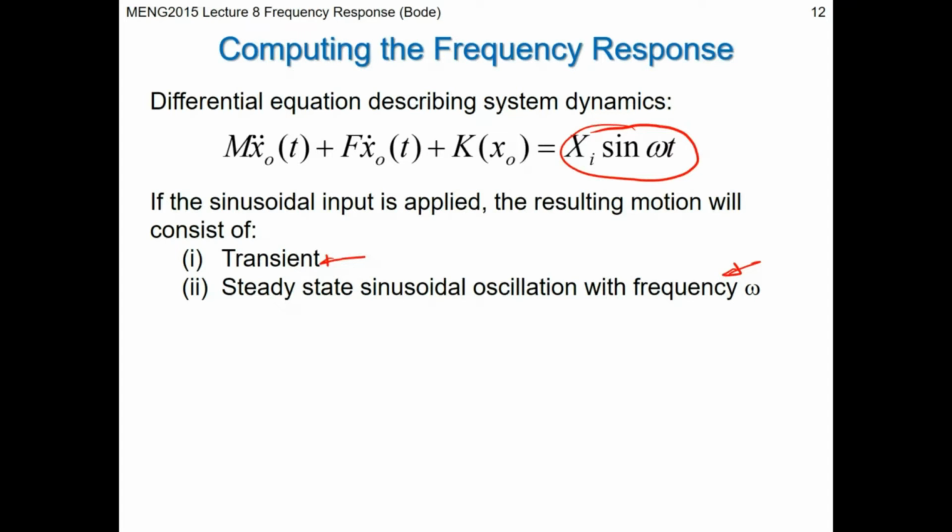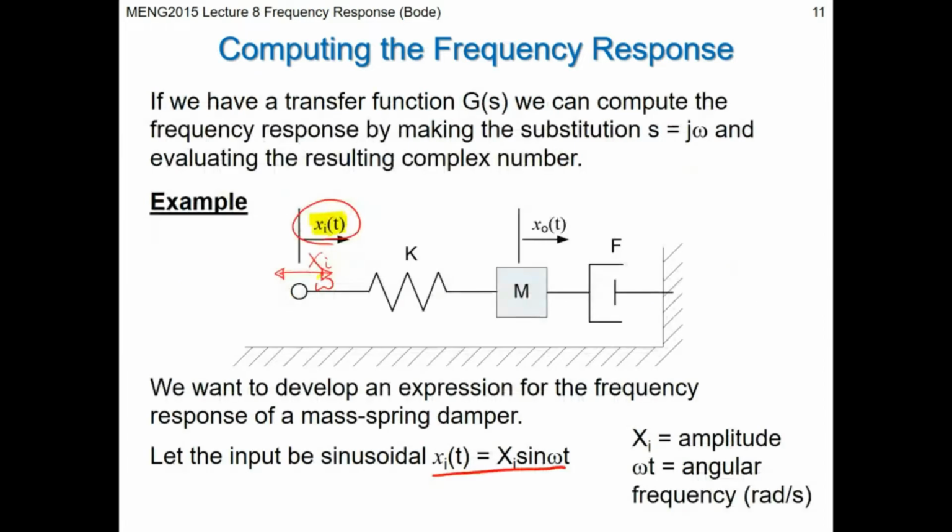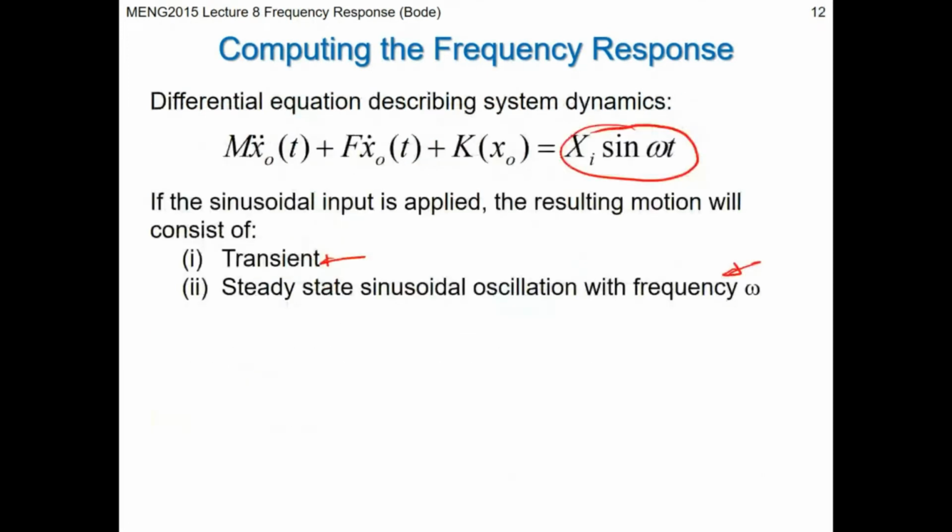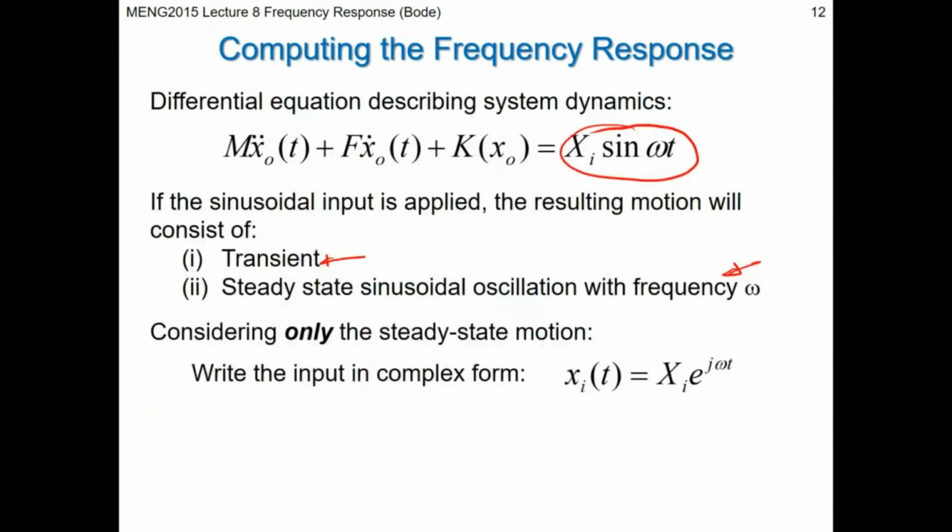And when it's settled into that oscillation, the frequency of the mass or the output is going to be the same as the frequency of the input, omega. So our output frequency is going to settle to omega as well. Now, for the purposes of frequency response, we're not interested in the transient. We're only interested in the steady state motion.